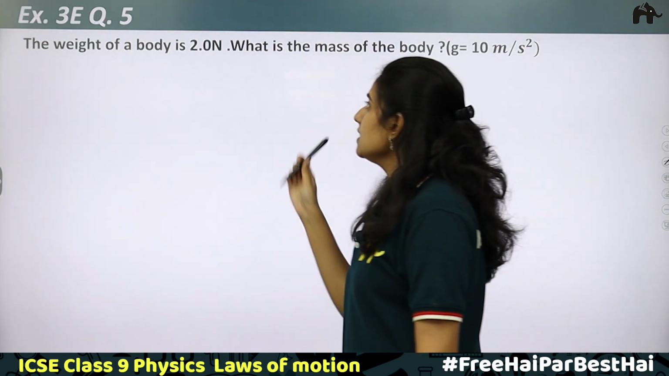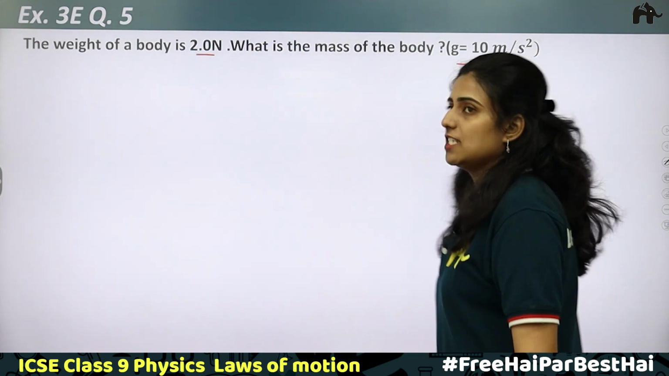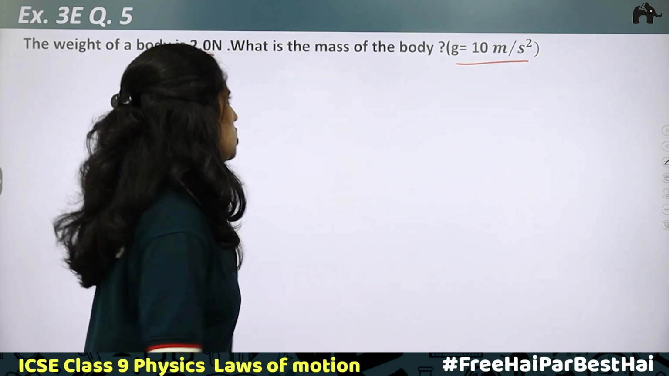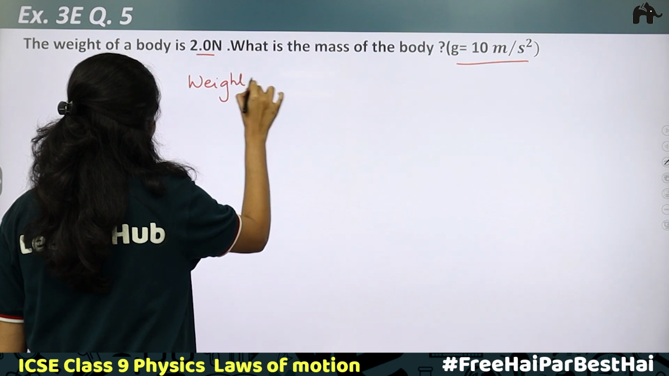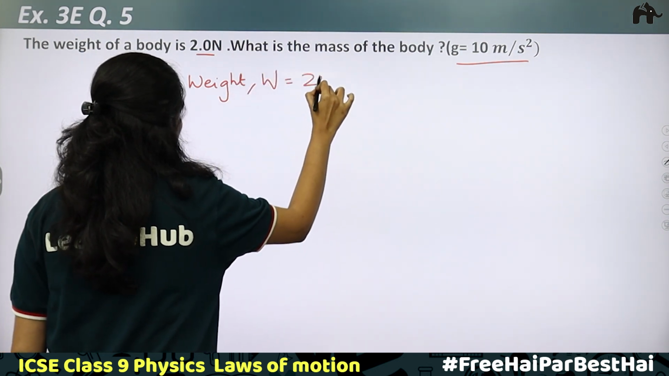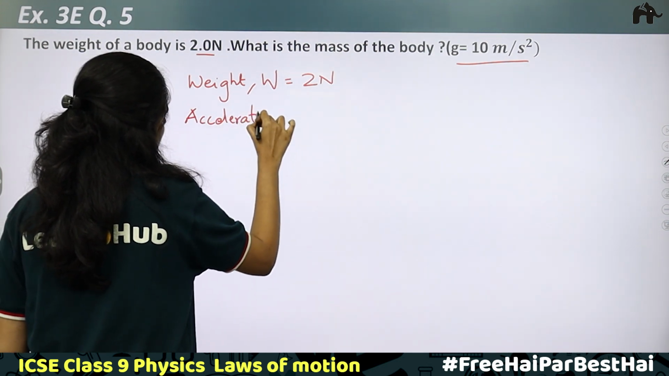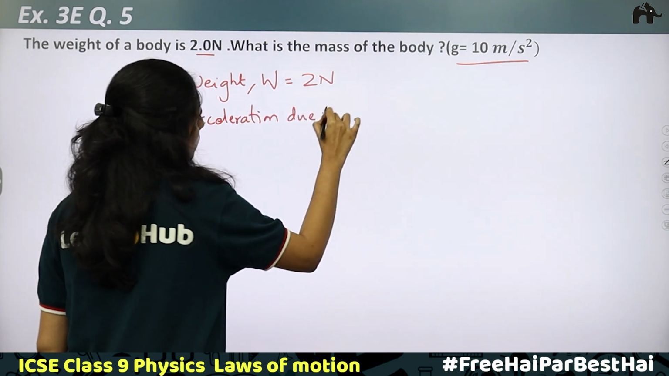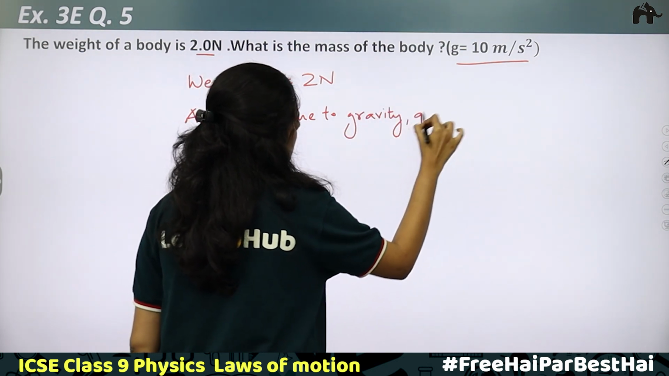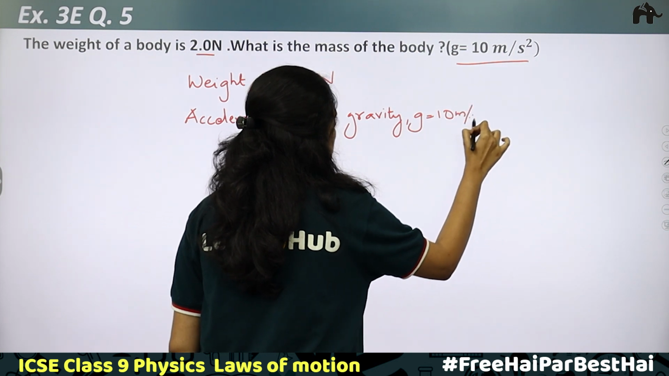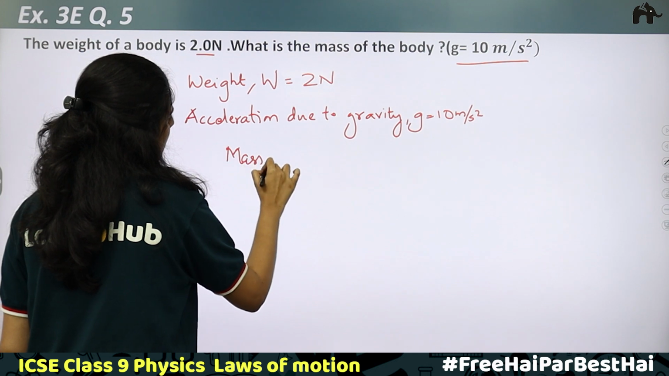The weight of a body is 2 Newton. What is the mass of the body? G is taken as 10 meter per second square. This is just an approximation. So we are given weight W is equal to 2 Newton, and acceleration due to gravity G is equal to 10 meter per second square. We have to find the mass M.